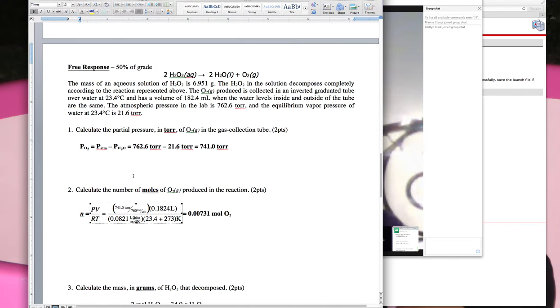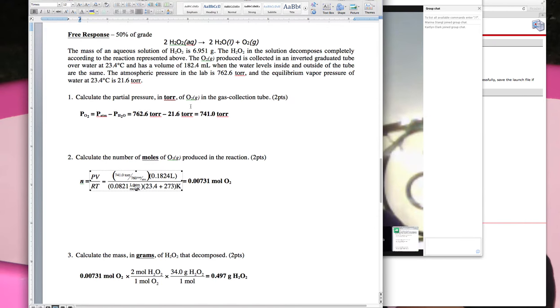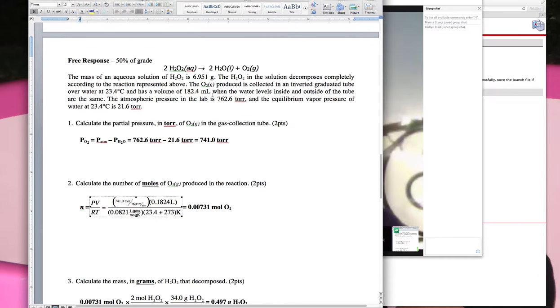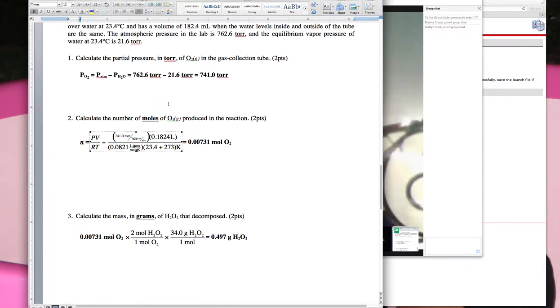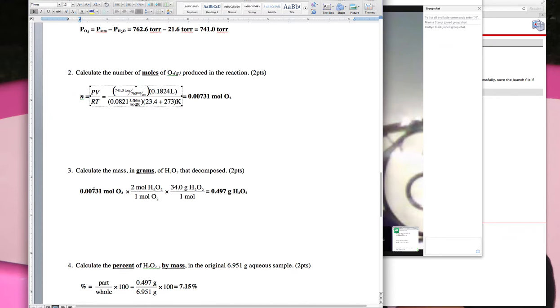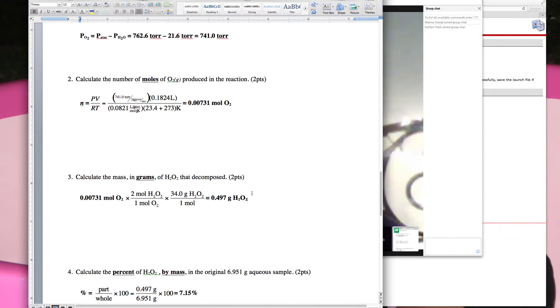Okay. And from this balanced equation right here, you can see that for every 1 mole of oxygen, you had 2 moles of hydrogen peroxide. So you ran it through like a bridge basically, and took your moles of oxygen, with 1 mole of oxygen on the bottom, 2 moles of hydrogen peroxide on the top, and then converted the moles of hydrogen peroxide to grams of hydrogen peroxide, and that gave you the answer.